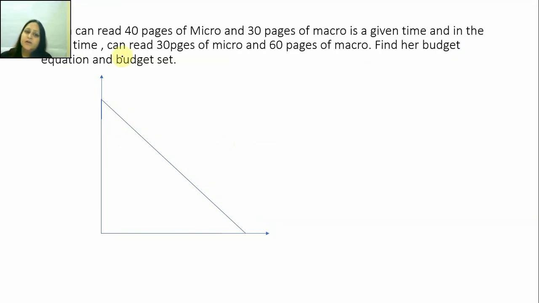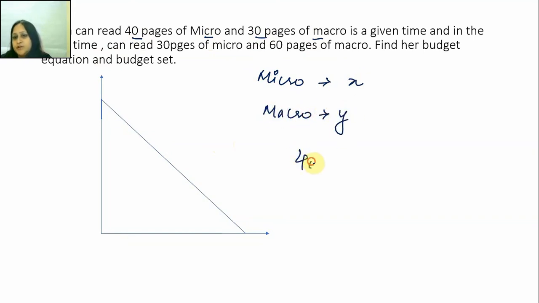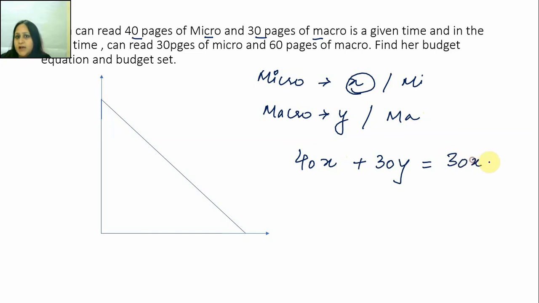The next question. Nana can read 40 pages of micro and 30 pages of macro. Let's say micro is X and macro is Y. Then 40 pages of X. This is X is the time taken per page of micro. Y is the time taken per page of macro. Right? So 40x plus 30y is equal to 30x plus 60y.